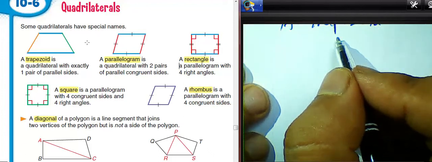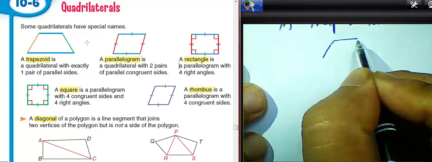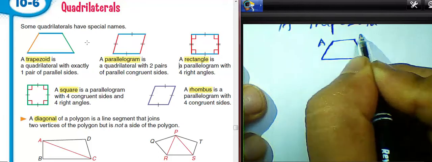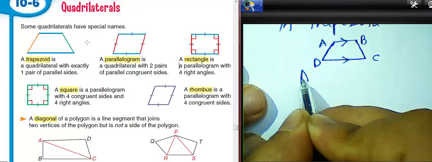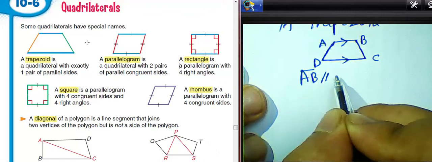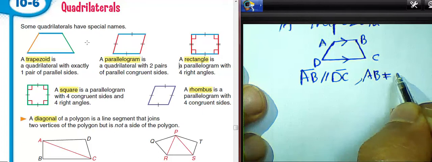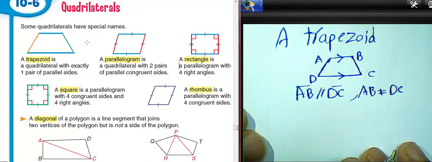A quadrilateral with exactly one pair of parallel sides, such as this figure, is a trapezium ABCD. AB is parallel to DC, and AB is not equal to DC in length, so it is a trapezium. Okay, a trapezium is a quadrilateral with exactly one pair of parallel sides.